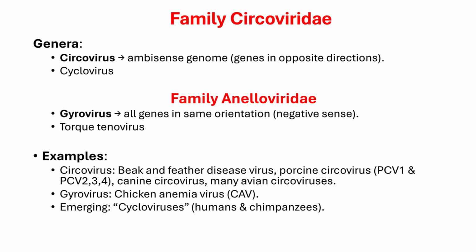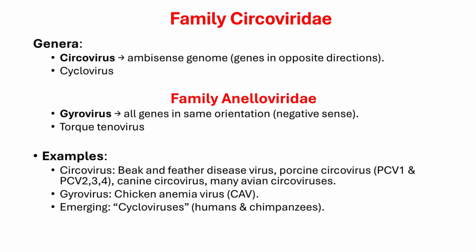Today, let's take a quick look at two important families of small DNA viruses, Circoviridae and Anelloviridae. First, the Circoviridae family. This group includes two main genera, Circovirus and Cyclovirus. Circoviruses are unique because they have an ambisense genome, meaning their genes are arranged in opposite directions on the DNA strand. Cycloviruses, on the other hand, are an emerging group, detected in humans, chimpanzees, and various other hosts.